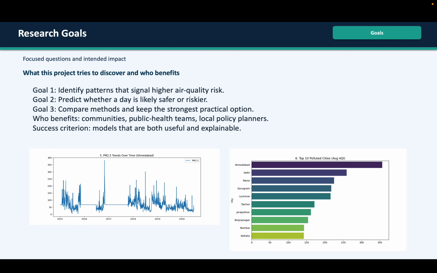The goal of this project is simple. The first goal is to identify the patterns that signal higher air quality risk. The second goal is to predict whether a day is likely safer or riskier. Can you avoid going outside on a particular day? Should you avoid it? Can you delay the task to when the day is better? And goal three is to compare the different machine learning methods that were used and to come up with which one was the best.